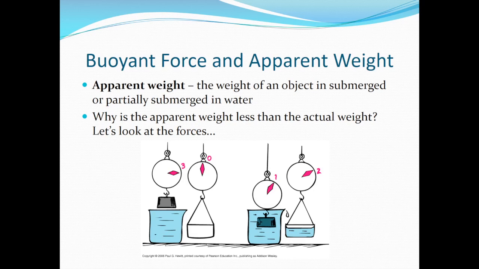Buoyant force is also responsible for another phenomenon called apparent weight. Apparent weight is the weight of an object when it's submerged or partially submerged in water. If we look at the picture below, we see that the apparent weight is less than the actual weight. Why do you think this is always true? Let's look at the forces.